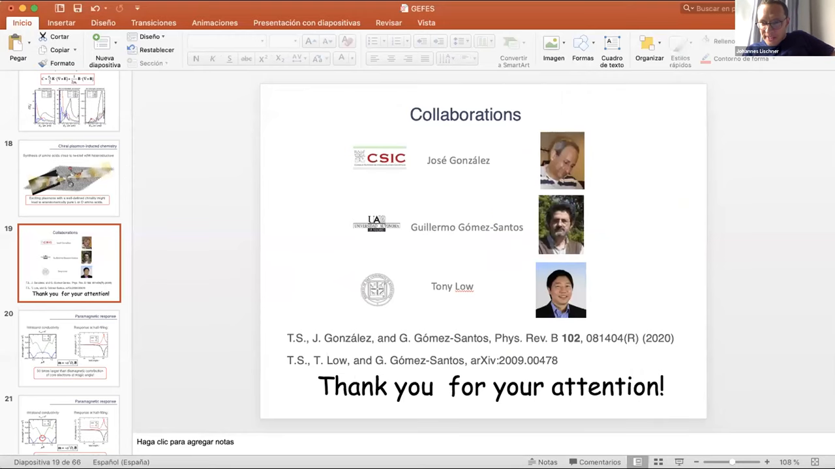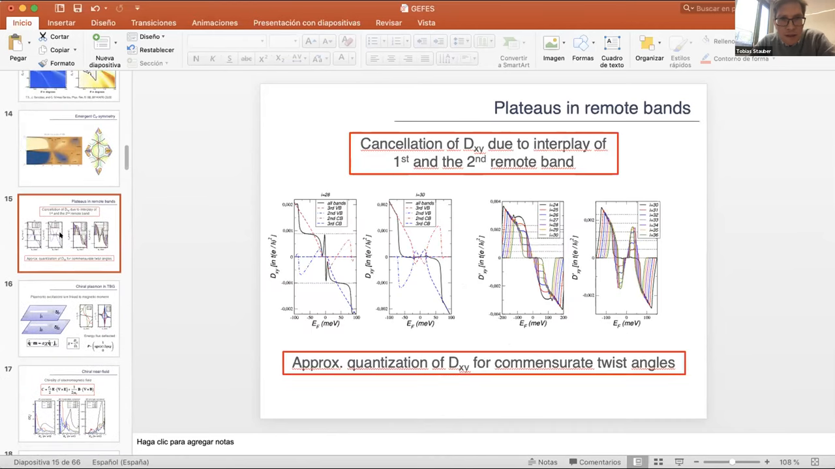Time for one quick question. From Bruno Amorim, who's asking, in general, commensurate structures are classified by two integers, M and R. Are your results just for the R equals one case? Or do you get dxy quantization also for R not equals 1 cases? I guess that Bruno is referring to this quantization. I'm now not sure if this is what he means. I have only considered this case here. So I have not further investigated it for general I and j, so for more general commensurate twist angles.